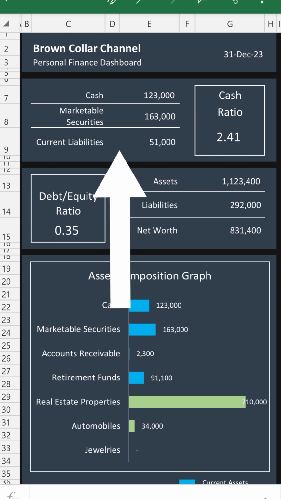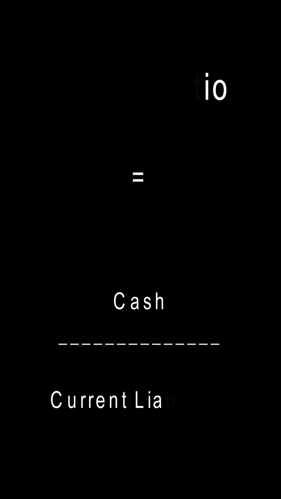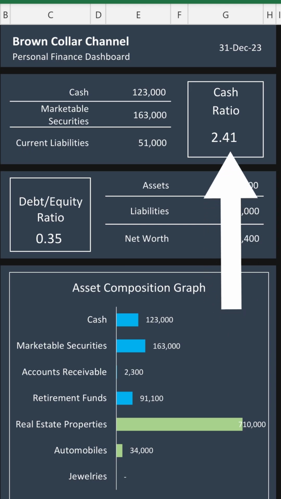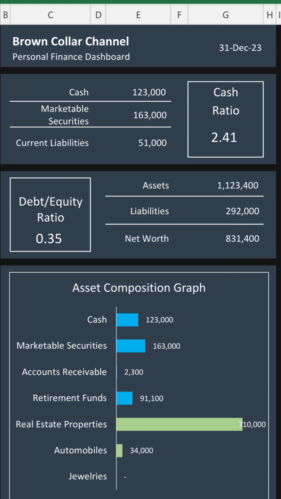Third, how much is our current liabilities? Is our current cash able to cover the current liabilities? This will be answered by the cash ratio. The cash ratio is the ratio of cash to current liabilities. Here we get 2.41, which is 123,000 cash divided by 51,000 current liabilities.